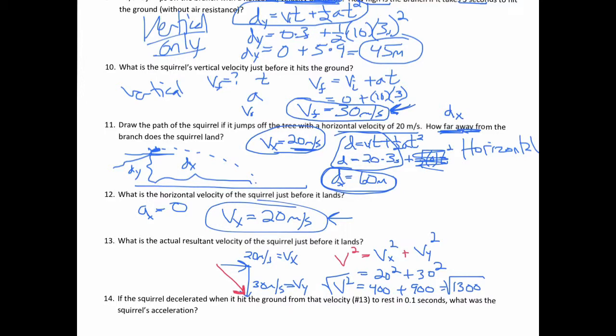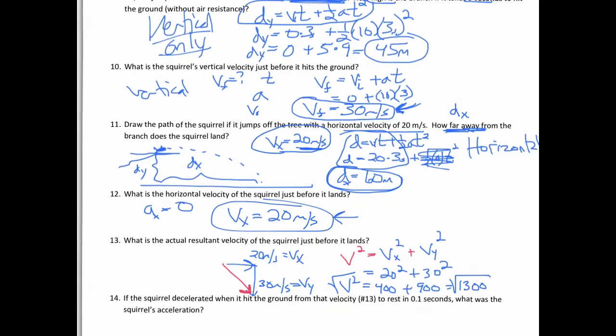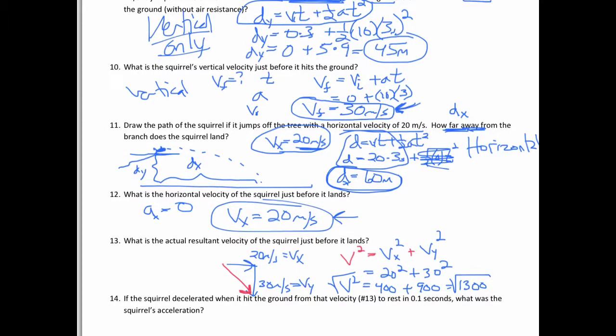Alright, got the calculator, and the square root of 1,300 is, drum roll please, 36.05 meters per second. That is its actual velocity as it's hitting the ground on the angle that it is. Now remember, we can combine these because I have two velocities. Don't start to mix distances and velocities in this Pythagorean theorem.